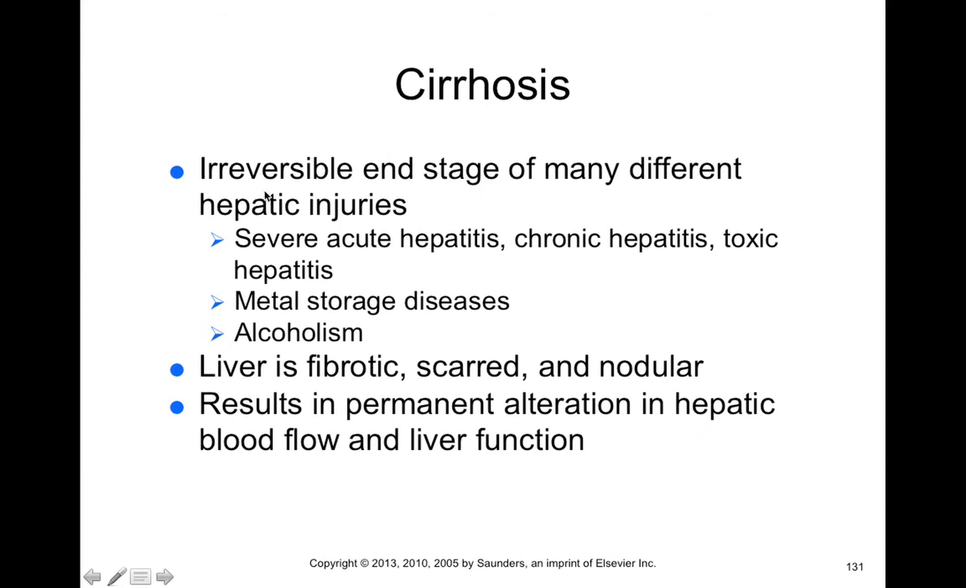So cirrhosis is irreversible end-stage liver disease that can be caused by a variety of hepatic injuries. It can be caused by severe acute hepatitis, chronic hepatitis, or even toxic hepatitis. It can be caused by metal storage diseases that we'll talk about later, as well as alcoholism. Now with cirrhosis, eventually what happens is the liver becomes fibrotic and scarred, as well as nodular. And what ends up happening is that the hepatocytes eventually get replaced by adipocytes or fat cells. So it ends up making the liver look kind of more whitish and fatty and nodular rather than gray and smooth. And it results in permanent alteration of hepatic blood flow and liver function.